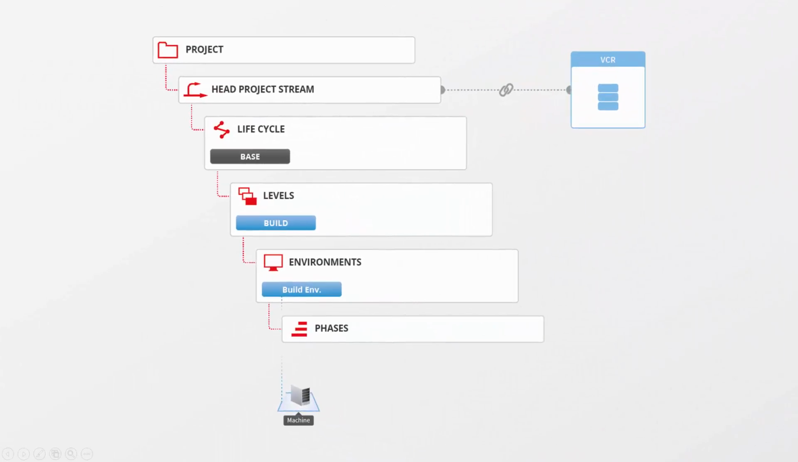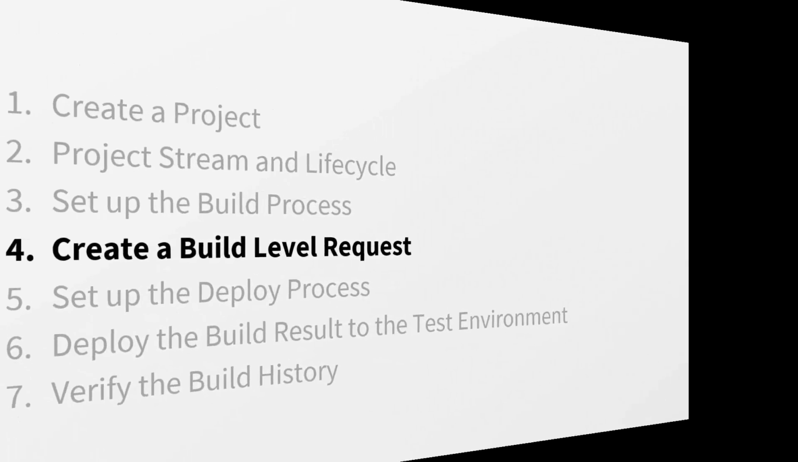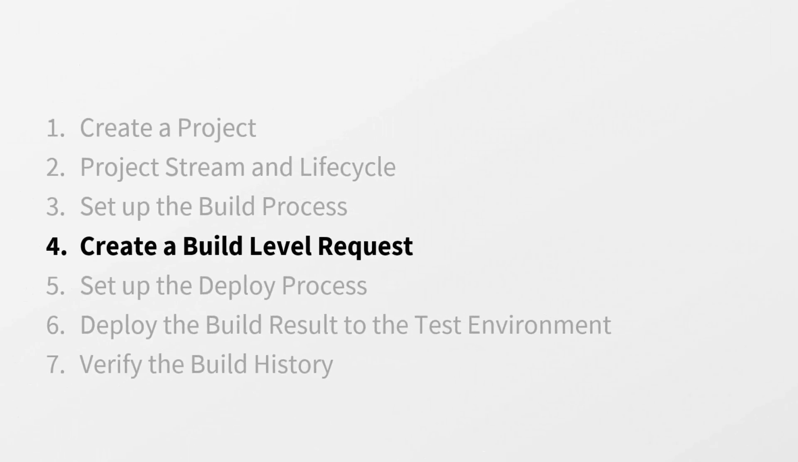So far, we have created a project with a head project stream to which a lifecycle has been added. The head project stream is linked to the trunk of the project in the VCR. As a first step in the lifecycle, a build level has been defined, which is connected to a build environment which uses IKAN ALM phases to execute the build process. All components are set up for our build process, so now we can create a build level request.